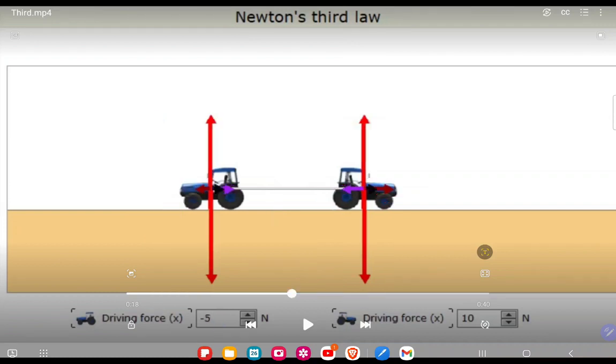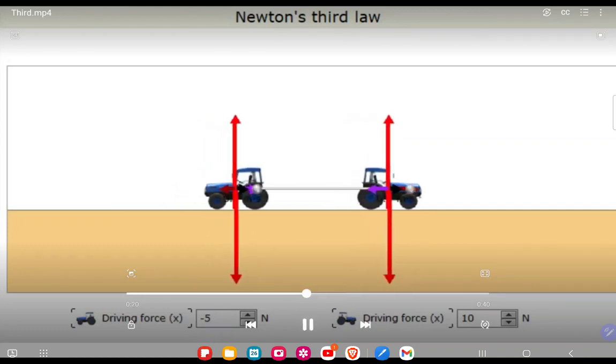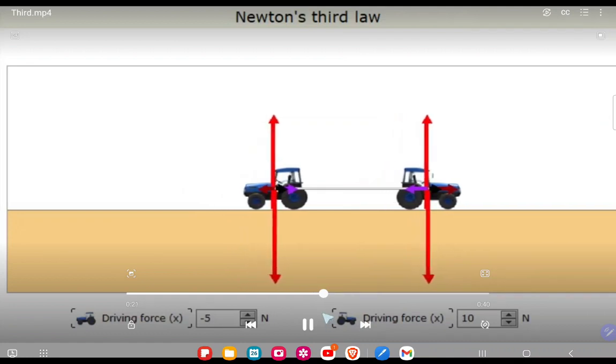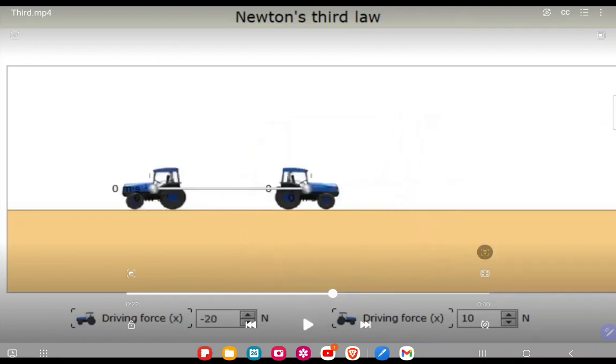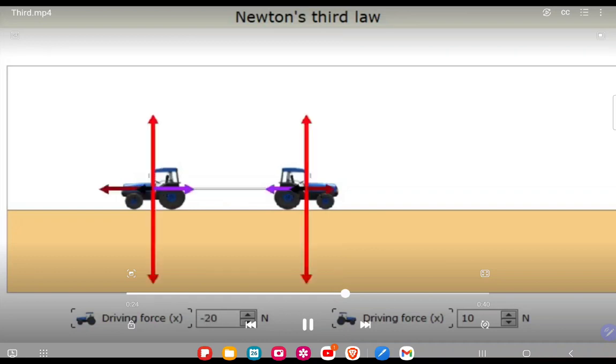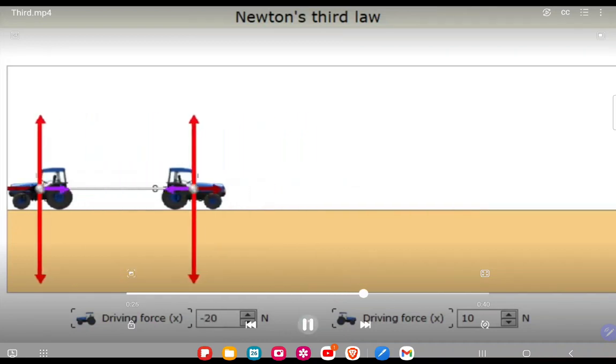But when we modify the left driving force to minus 5 here, let's see what will happen. The net force is going to the right in this case. But when we modify the net force into minus 20, the net force will be acting to the left.